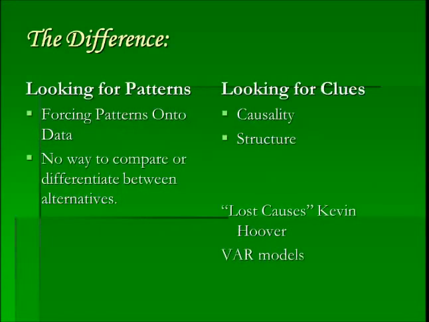So what is the difference? Well, in looking for patterns, we can force patterns onto the data. There are many ways to do this. And if we have two different patterns, then there is no real way to say that this is right and that is wrong, because this is one pattern and that's another pattern. I can fit an ARMA model, or I can fit a chaos model, and I can fit different models. How do we compare? Well, there are some statistical techniques, but they really don't help.